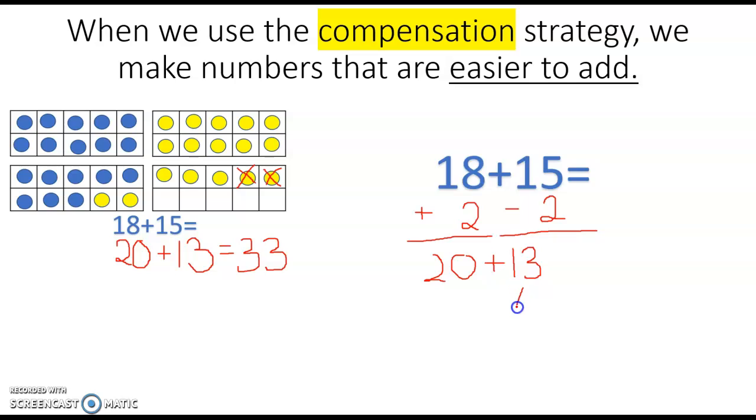I can break this down even further. I know that 13 is 10 and 3. So I've got my 20 still. I'm adding 10, which is 30, and then I just have to add that 3 ones, 33.